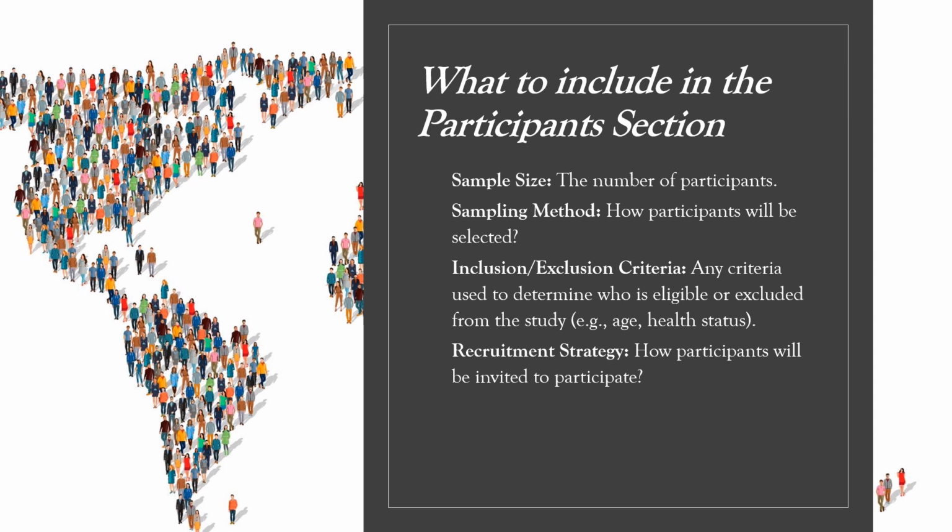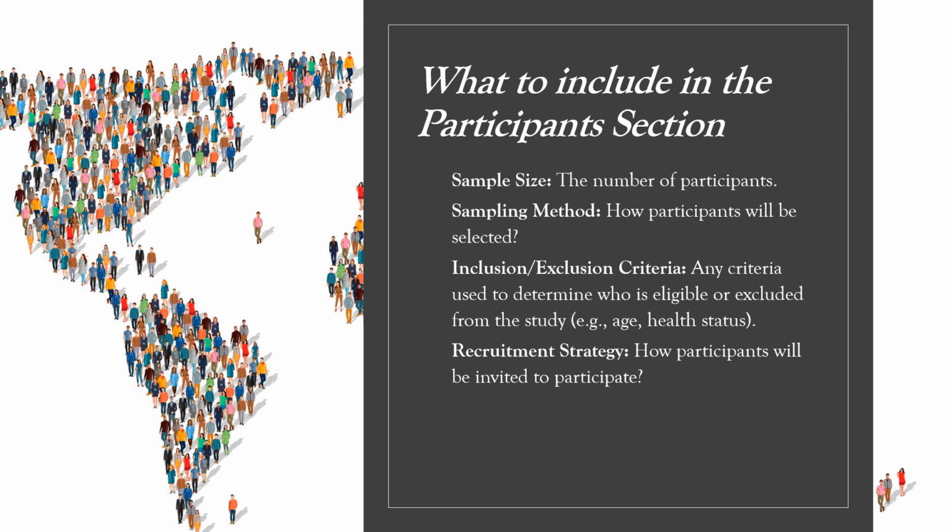So, when describing participants, you should provide clear details about the people in your study so others can understand how your sample aligns with your research question. So, sample size, how many people will you include? This is important for ensuring the reliability of your findings. Sampling method, how are participants chosen? Random sampling or a specific criterion. For example, teachers with five or more years of experience in a particular area.